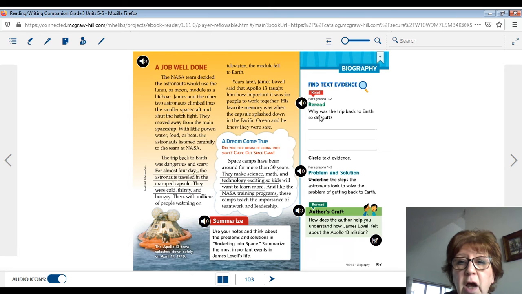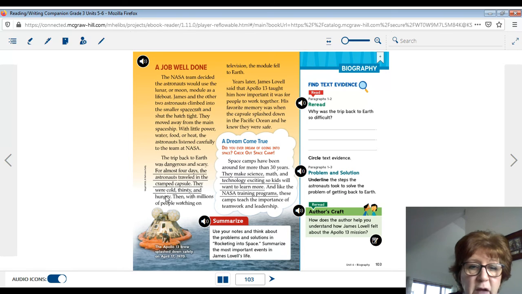Again, looking at paragraphs 1 and 2, reread. Why was the trip back to Earth so difficult? Another good strategy to use here is to find some keywords: trip, Earth, difficult. Let's skim through here and see if we can find something that's going to help us. Oh, trip, Earth. That sounds like we might be where we need to be. The trip back to Earth was dangerous and scary. For almost 4 days, the astronauts traveled in the cramped capsule. They were cold, thirsty, and hungry.